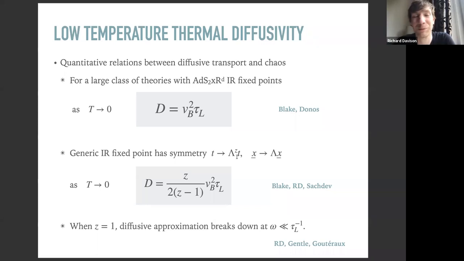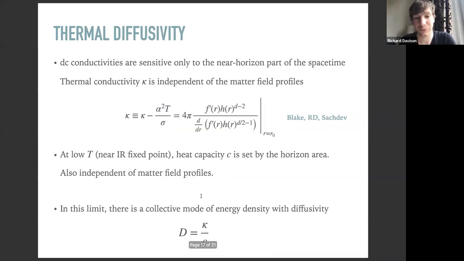Yes. So let me try and remind myself. So this equation here, there's not a typo. It's correct that the naive z goes to infinity limit has a kind of discontinuity, if you like, and the reason is that in the generic IR fixed point case, I skipped over this slide. The diffusivity, the way it's calculated to give these nice answers, is you compute the thermal conductivity, you compute the heat capacity, and you divide them. And for a generic IR fixed point, both the heat capacity and the thermal conductivity are properties of the fixed point themselves. So they just depend on the metric at the horizon, and they're closely related.